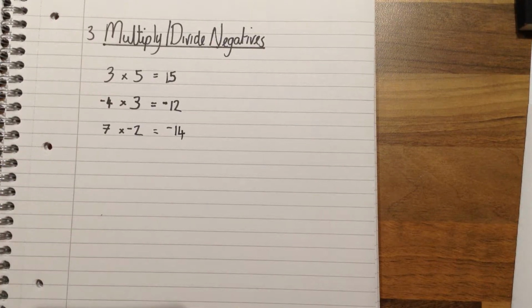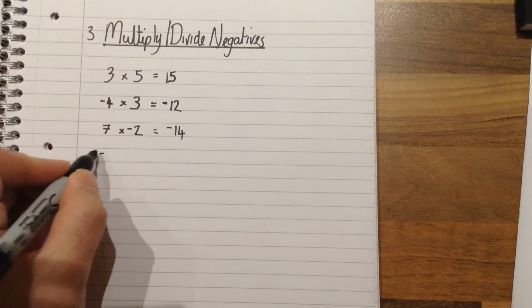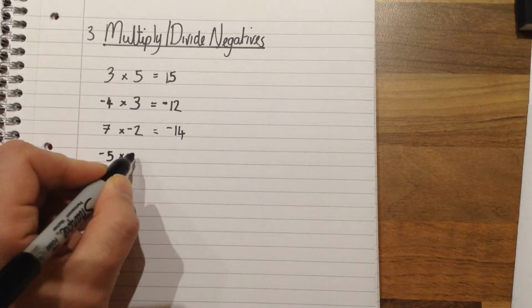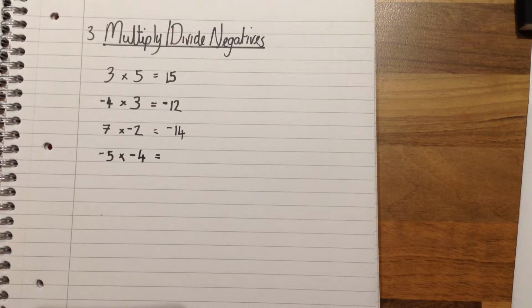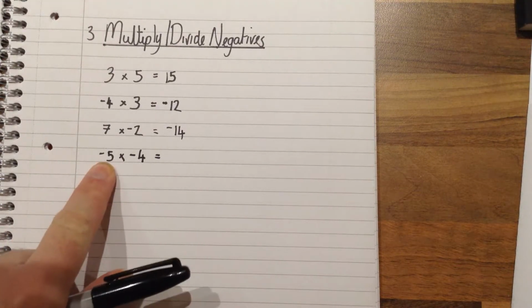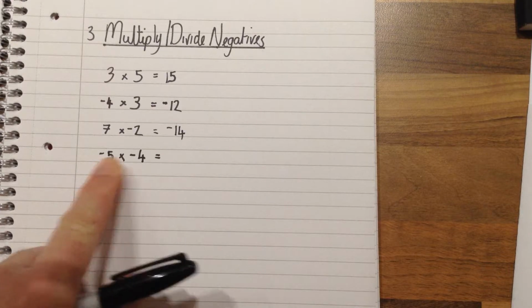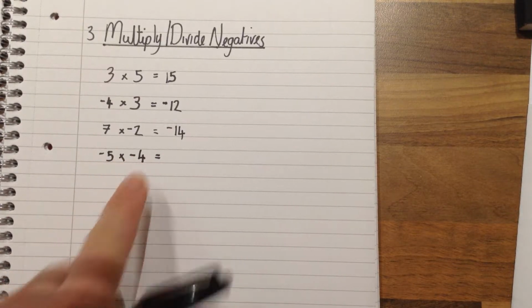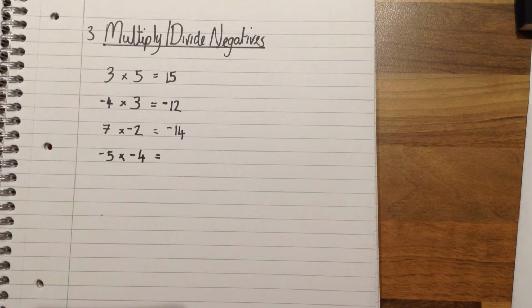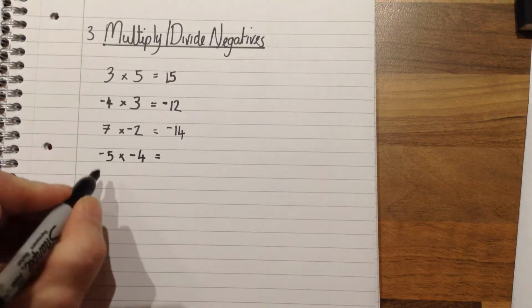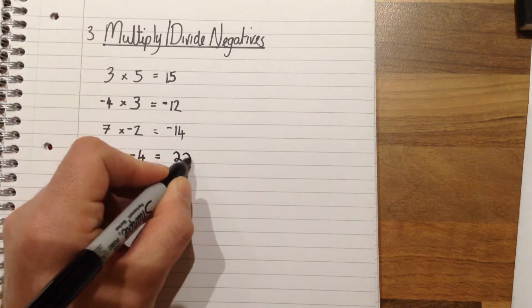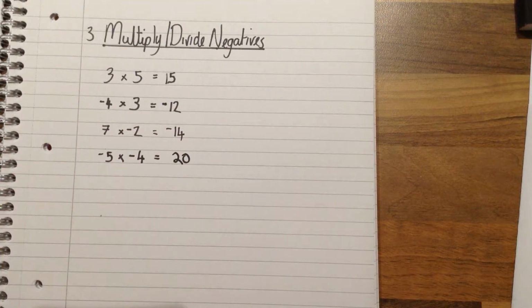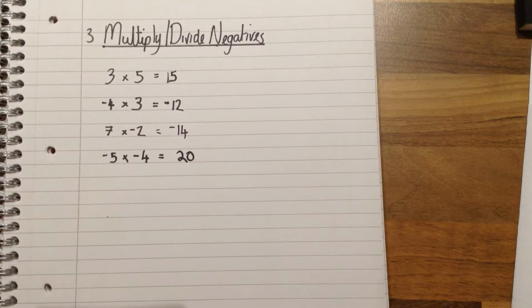The only other combination we've not looked at is if we had two negative numbers. So here we've got negative 5 times negative 4. If you've got a negative times a negative, so both numbers are negative, what that means is the answer is positive. So negative 5 times negative 4 would give us positive 20. So if both numbers are negative, your answer will be positive.